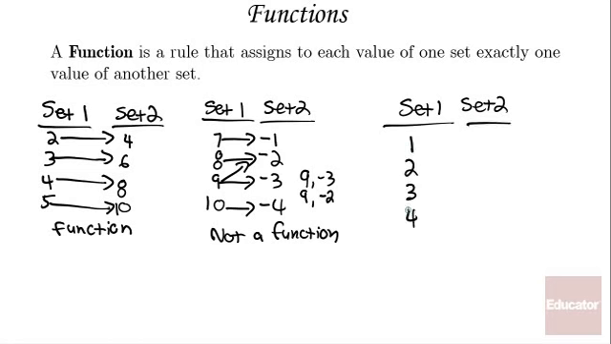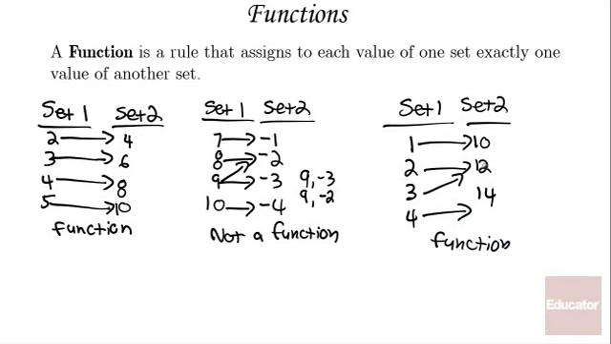In my first set, perhaps I have 1, 2, 3, 4, and then I have 10, 12, 14. And 1 is said to correspond with 10, 2 corresponds with 12, 3 corresponds with 12, 4 corresponds with 14. This is a function.